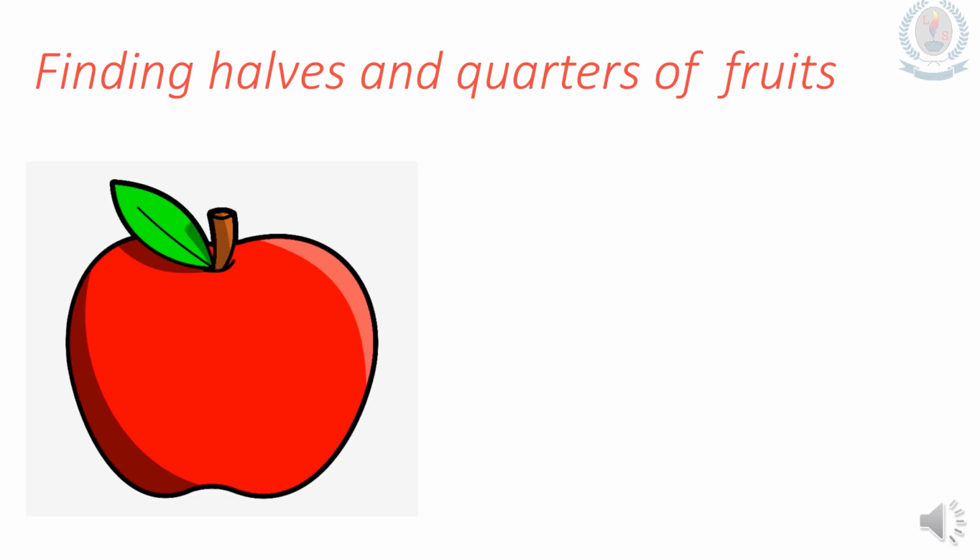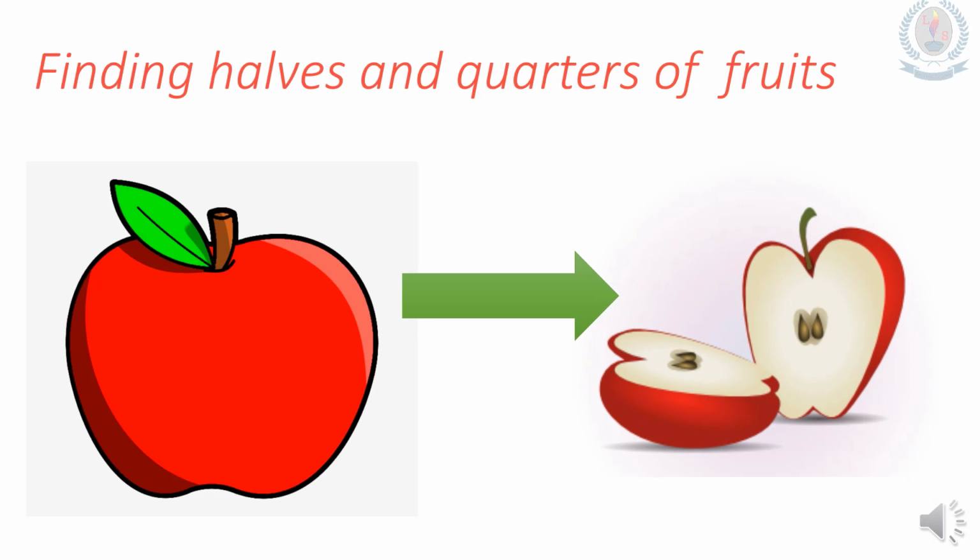Now look at this, children. Finding halves and quarters of fruits. Now look at this. What happened to this fruit? Right? Now we all know this is an apple. Now look at this apple. What happened to the apple? Yes, we cut it into two pieces. Now look at these two pieces. Yes, those are the same size and same shape. Right? If we arrange it together, we can make one whole.